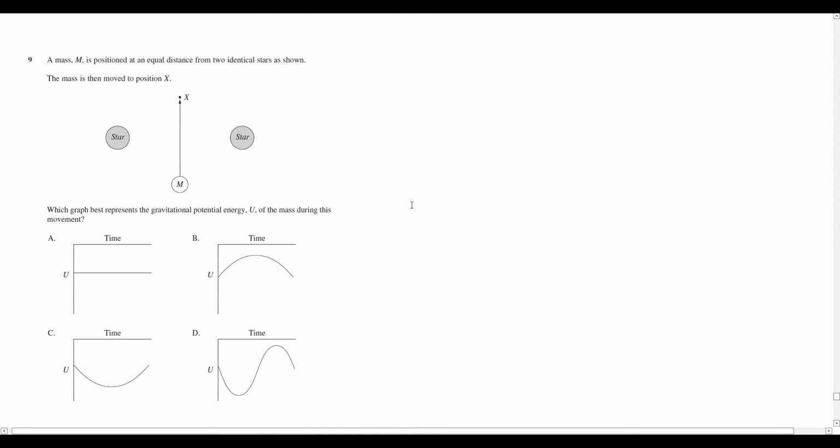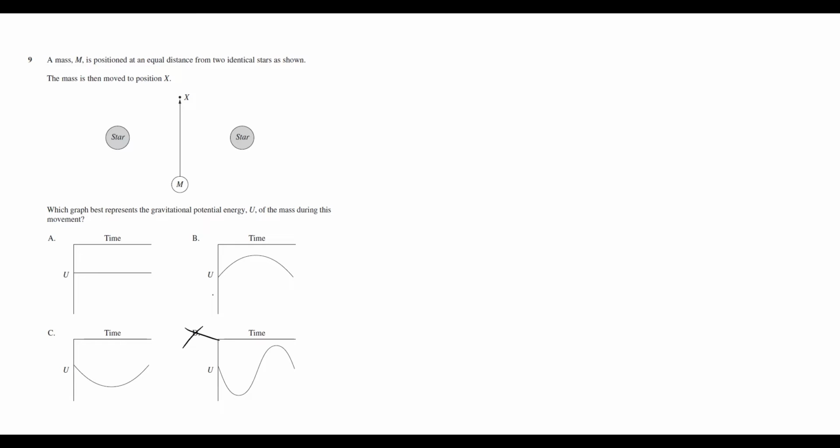So a mass M is positioned at an equal distance from two identical stars as shown. The mass is then moved to position X. So which graph best represents the gravitational potential energy, U, of the mass during this movement? Okay, so we've got a few different options here, but some of these make a little bit more sense than others. So for example, we should probably recognize that D immediately makes very little sense, so we can get rid of that very, very quickly.